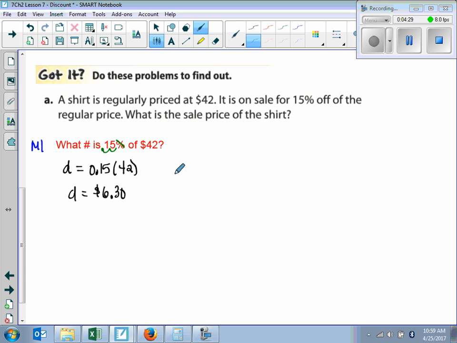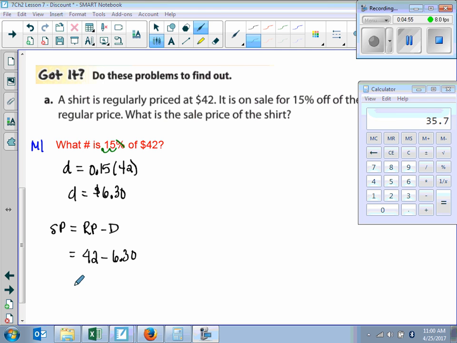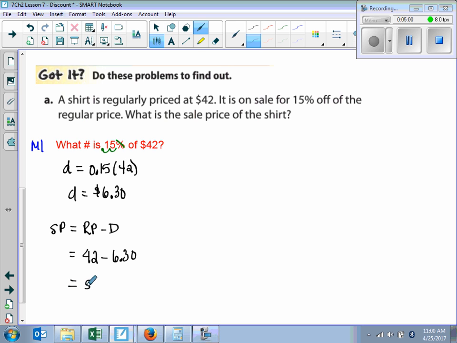Now we need to subtract to get our sale price. So the sale price is going to be equal to the regular price minus the discount. Okay? So the sale price is going to be the $42 minus the $6.30. So when we subtract there, we end up with $35.70. And that, $35.70, is our sale price.